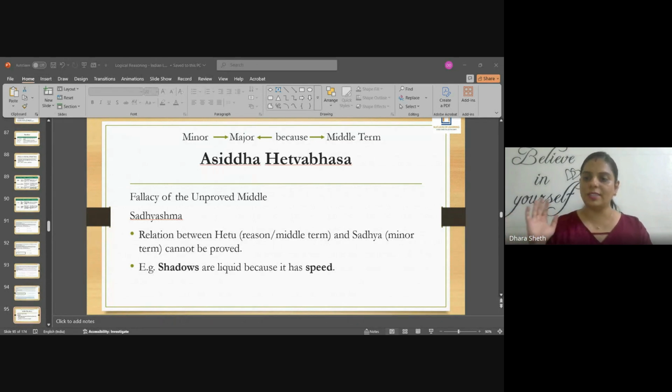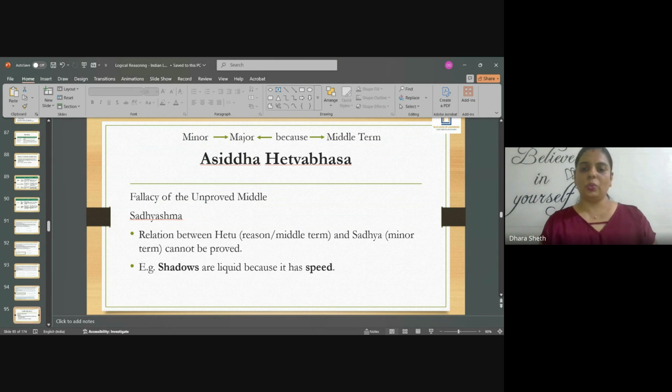Please remember, they also write fallacy of the unproved middle. They don't even mention asiddha hetvabhasa. All these three terms are interchangeable and they might write only one of them. So you need to remember all three have the same meaning. Asiddha hetvabhasa, fallacy of unproved middle, sadhyasama. Now a lot of memory work is needed with hetvabhasa if you are not able to remember concepts. The concepts are difficult, I agree. If you feel that you cannot remember it, just remember all the examples. There is very low chance that they give a new example. Those same examples have been rotating for years.